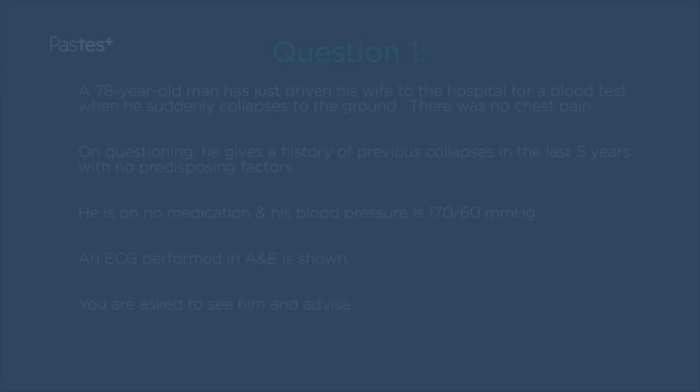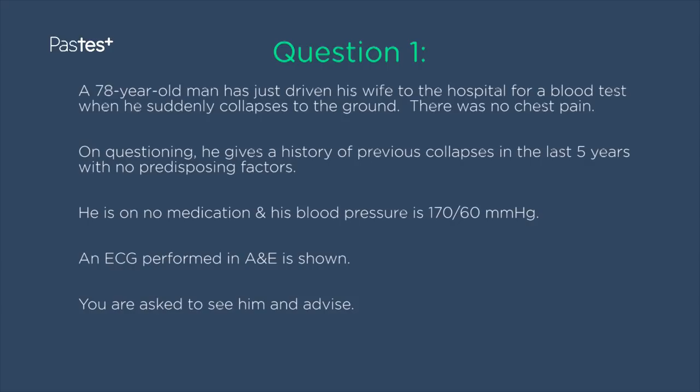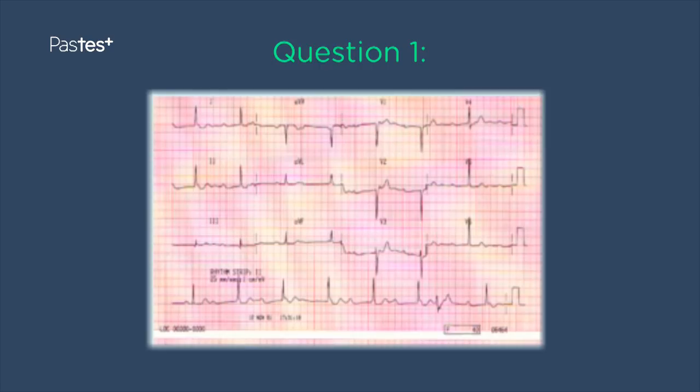So question 1. A 78-year-old man has just driven his wife to hospital for a blood test when he suddenly collapses to the ground. There was no chest pain. On questioning, he gives a history of previous collapses in the last 5 years with no predisposing factors. He's on no medication and his blood pressure is 170/60 millimeters of mercury. An ECG is performed in A&E, is shown.